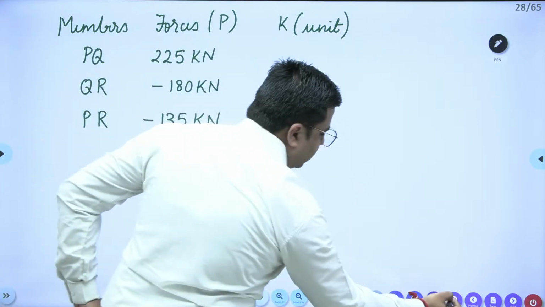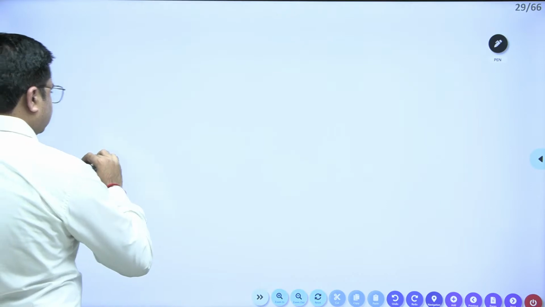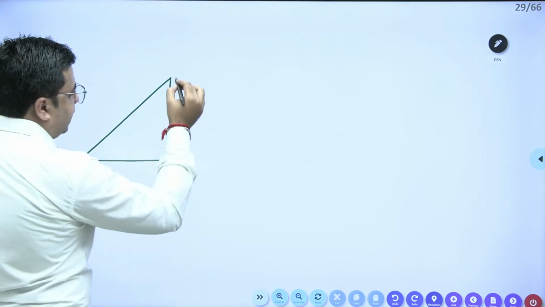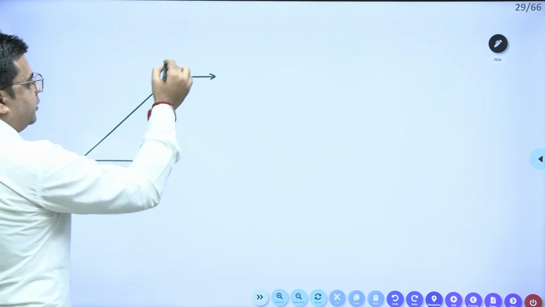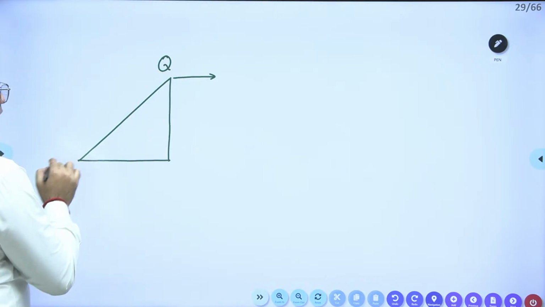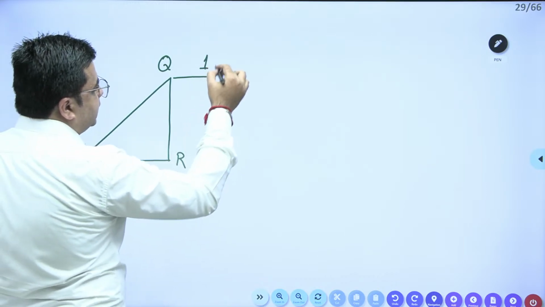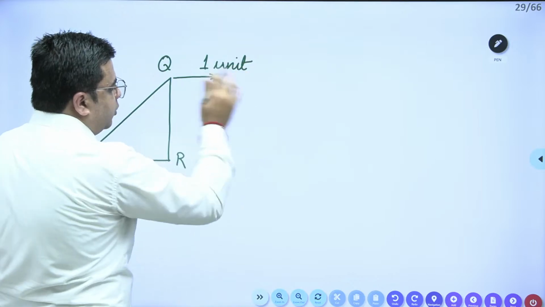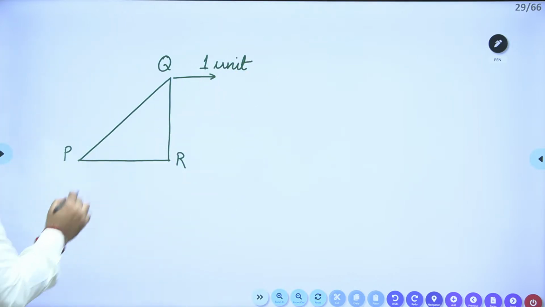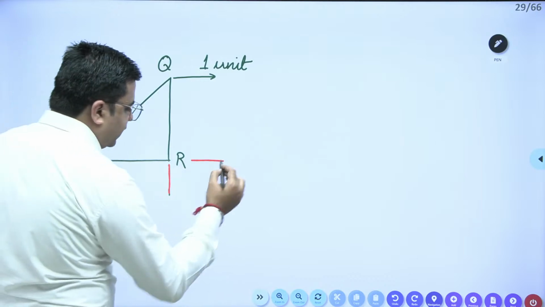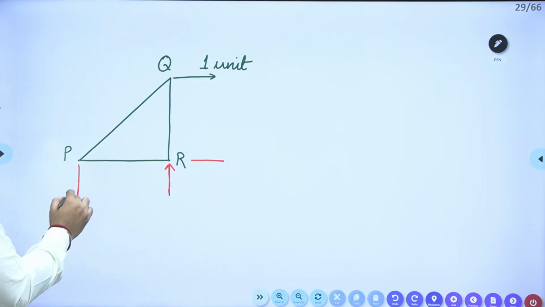Now for calculating these member forces, again consider this same truss and apply a unit load, because the horizontal deflection of joint Q is asked. So this is Q, this is P and this is R. You need to apply one unit load at joint Q for calculating the horizontal deflection of joint Q, right? Now again we need to calculate the reactions. We have one vertical reaction at P and one vertical reaction at R and one horizontal reaction at R, right? So I'll just quickly analyze this.